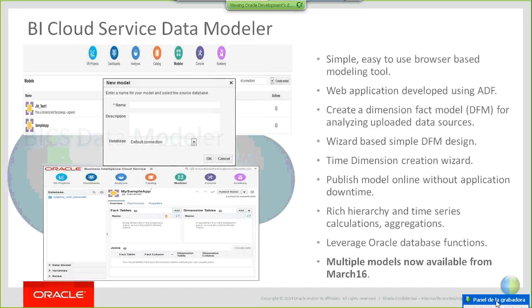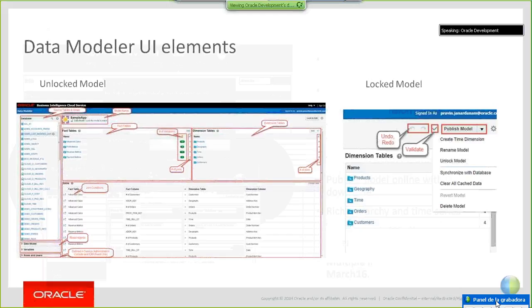So this is a dimension fact model. It is a web application developed using the Oracle Application Development Framework, and you have multiple models available from March 2016, and you can leverage Oracle database functions. In case you want to leverage any of the Oracle functions, you can leverage them in your BICS. I've explained the UI elements. For a locked model, what do you get? For an unlocked model, what do you get?